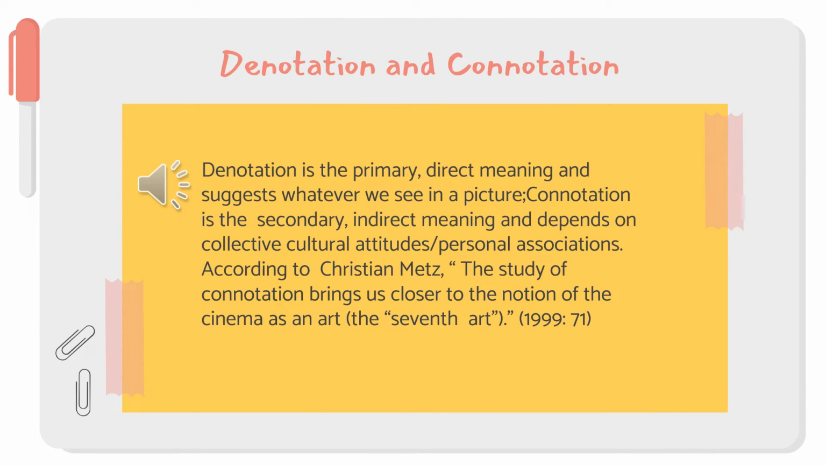Denotation and connotation. Denotation is the primary, direct meaning and suggests whatever we see in a picture. Connotation is the secondary, indirect meaning and depends on collective cultural attitudes or personal associations. According to Christian Metz, the study of connotation brings us closer to the notion of the cinema as an art.